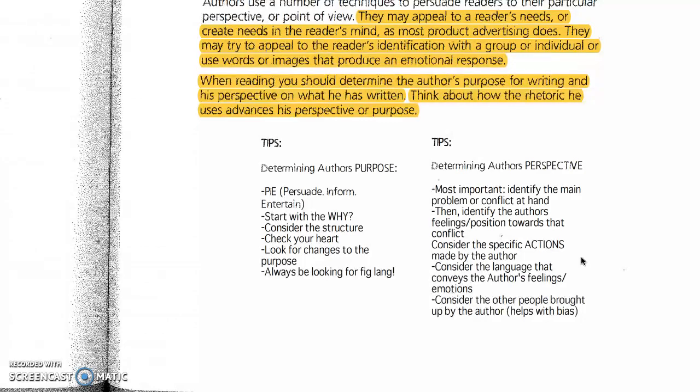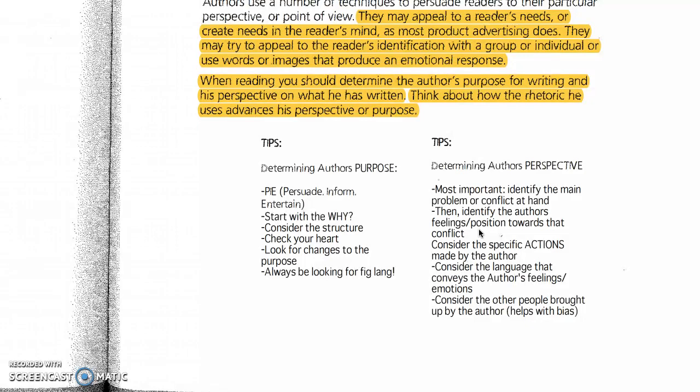Another way to say that is claim. So what's the issue? By doing that, you're allowing yourself to figure out the rest of this. So by identifying conflict, then you can identify the author's feelings or purpose towards that conflict. If you can say, wow, Chief Joseph was really upset about that, he's a really mad dude.